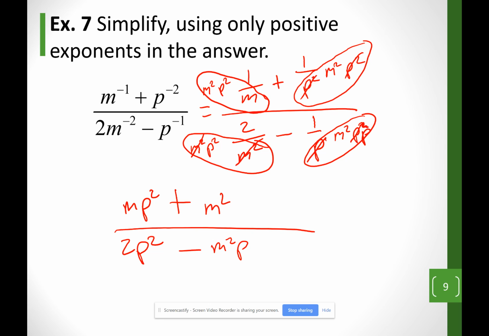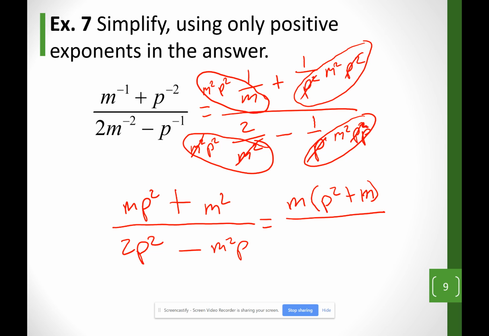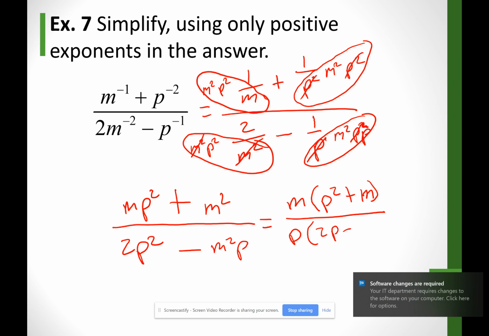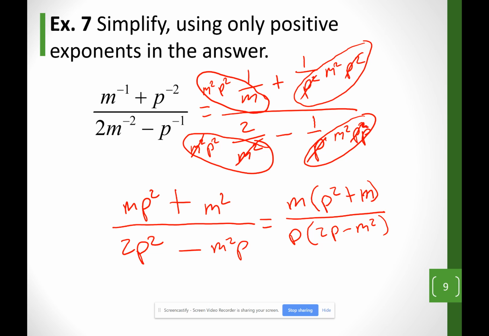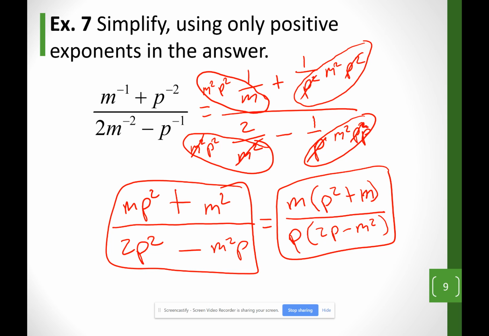Okay, factor what you can, if possible. On the top, let me factor an m. So I have p squared plus 1, plus m. At the bottom, let me factor the p, just to see if anything can factor out. So I have 2p minus m squared. Okay, nothing cancels out. So this is fine. Or because nothing cancels out, this is fine as well.